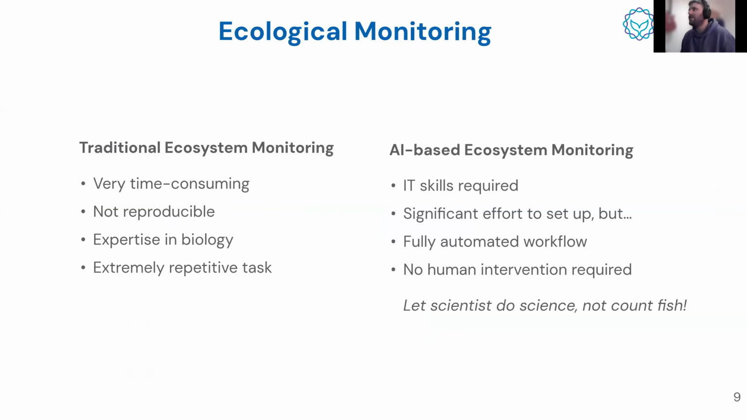If we compare the two approaches, the deep learning based ecosystem monitoring has some drawbacks. For instance, you require some IT skills for sure. You need significant effort to set up the system, but then it's fully automated, and you don't require any human intervention, and you continually get your abundance data without having to work on it. And this allows us scientists to do science instead of counting fish, because biologists spend a lot of time counting fish one by one, and they should spend this time doing actual science.